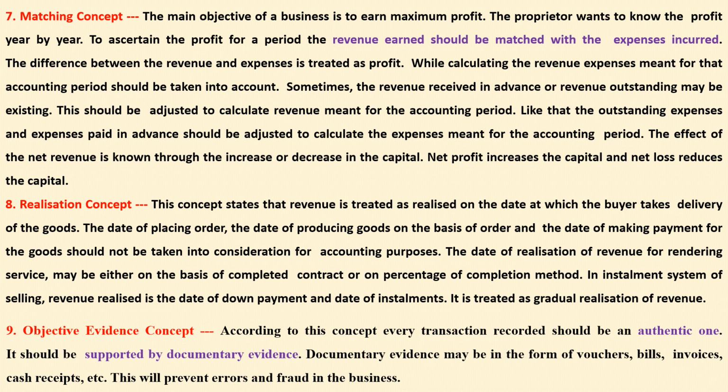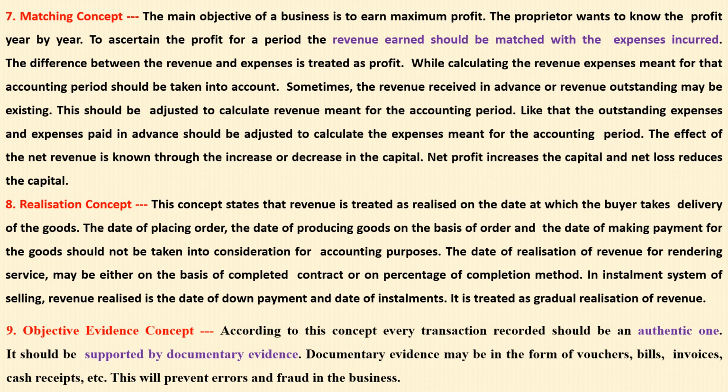Date of realization of revenue for rendering service may be either on the basis of completed contract or on percentage of completion method. In installment system of selling, revenue realized is the date of down payment and the date of installments. It is treated as gradual realization of revenue.